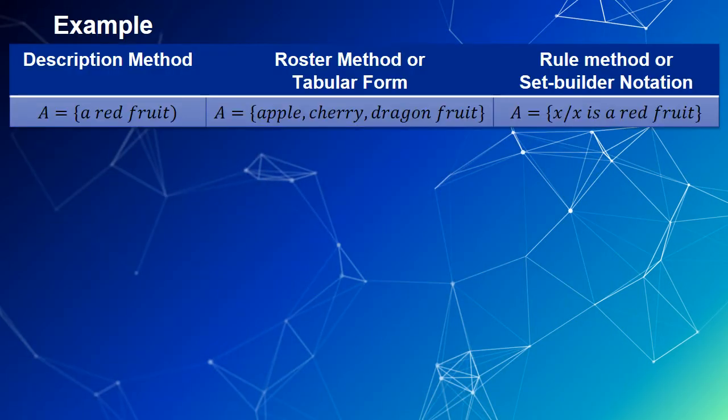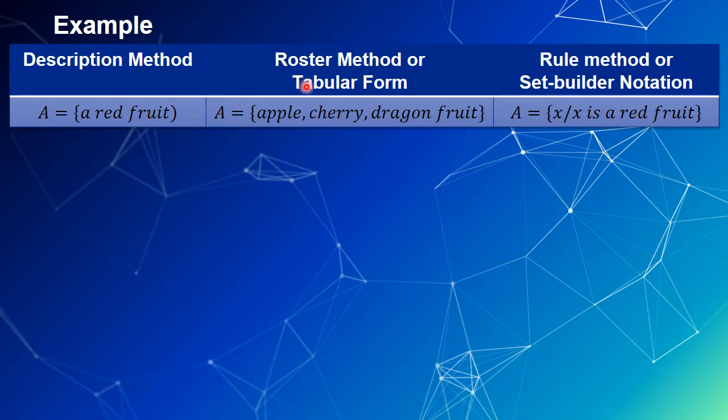So for you to visualize what I'm talking about, let's have a 3-column table here. The 3 columns use the description method, the roster method or tabular form, as well as the rule method or the set builder notation. So let's say for instance we have set A. The description is a red fruit.